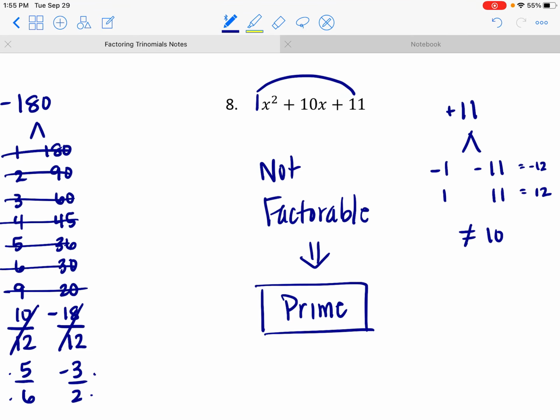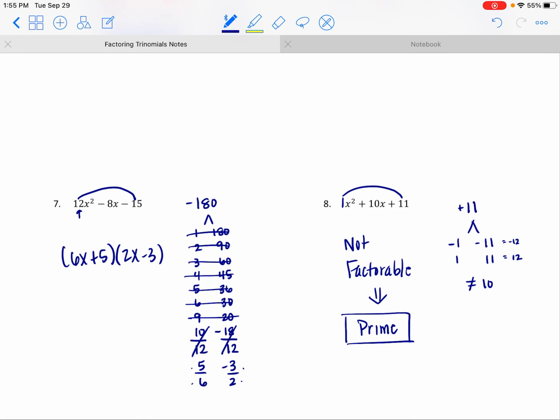All right. So also I want to say, when you get to a problem like number 7, just because you can't find the factors, like if you didn't make it all the way down the list and figure out these factors, don't jump to the answer of prime because you can't find the factors, all right? You have to make sure you have exhausted all of your options before you say that the polynomial is prime. Hopefully that makes sense.